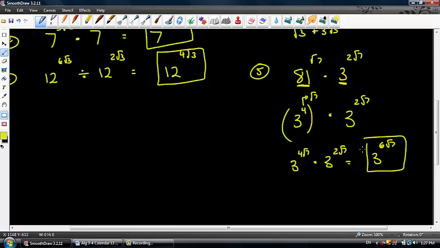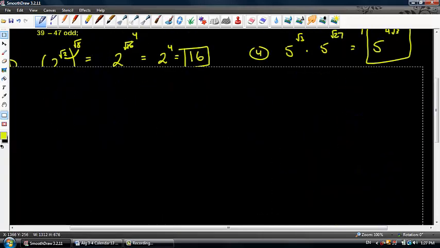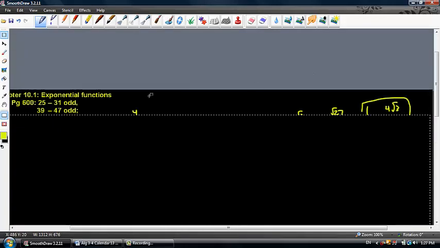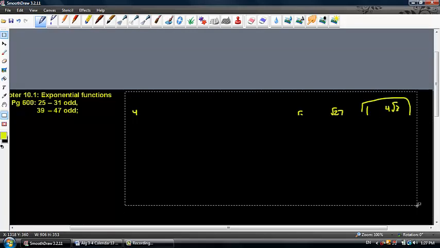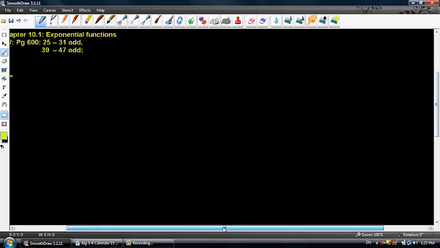All right. Okay, so let's move on to the next little bit, which is solving some equations, getting the bases the same. This idea of getting the bases to look the same is going to come up frequently in this chapter. So make sure you guys understand your bases of exponential functions.